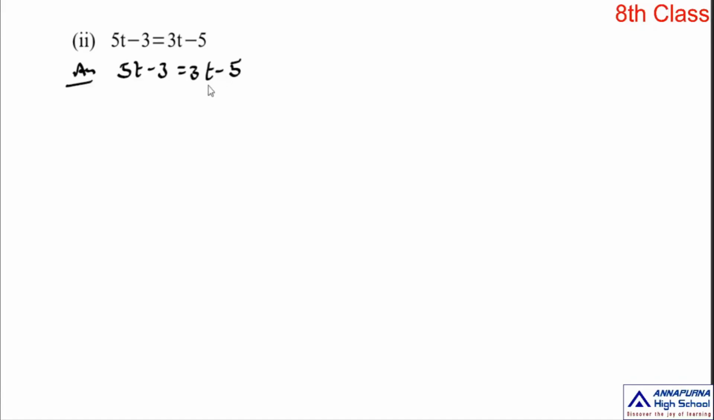So move to the second step. Transpose all the variable terms to the left side and all constant terms to the right side. So on the left side we have a variable term, on the right side also we have a variable term.